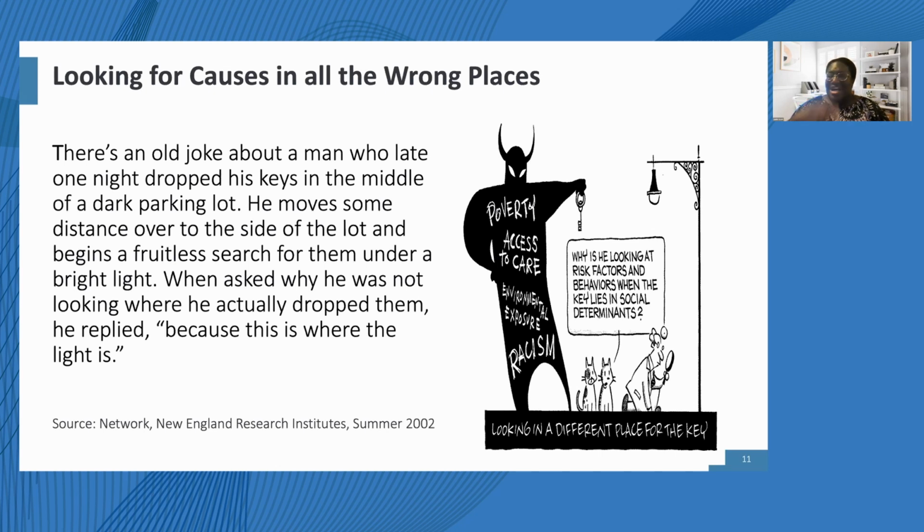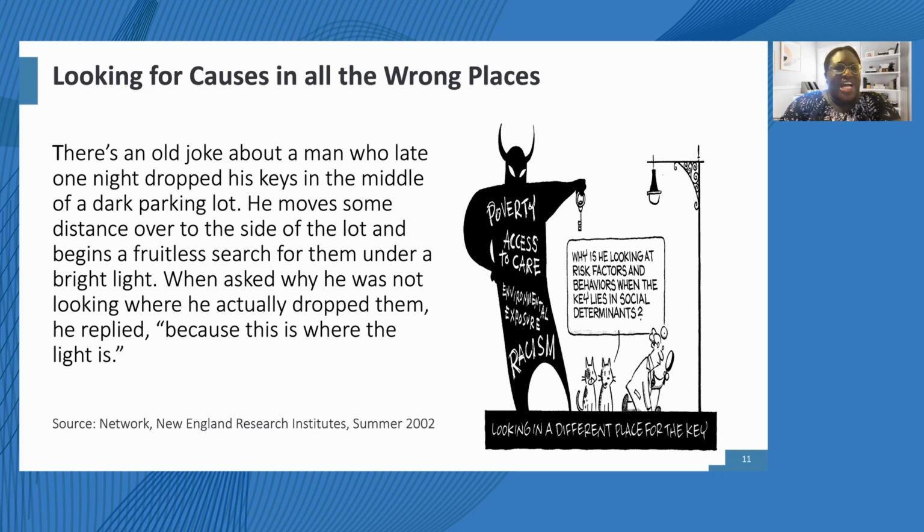There's this joke that my colleagues shared about a man who dropped his keys in the middle of a dark parking lot. He moves some distance over and starts searching for them under a bright light. And when asked why he's not looking where he actually dropped them, he said, this is because this is where the light is. So oftentimes in research we're looking at causes, correlations, and connections that aren't the root of the problem, that it's actually something else we need to be looking at, and we're looking in the wrong direction.